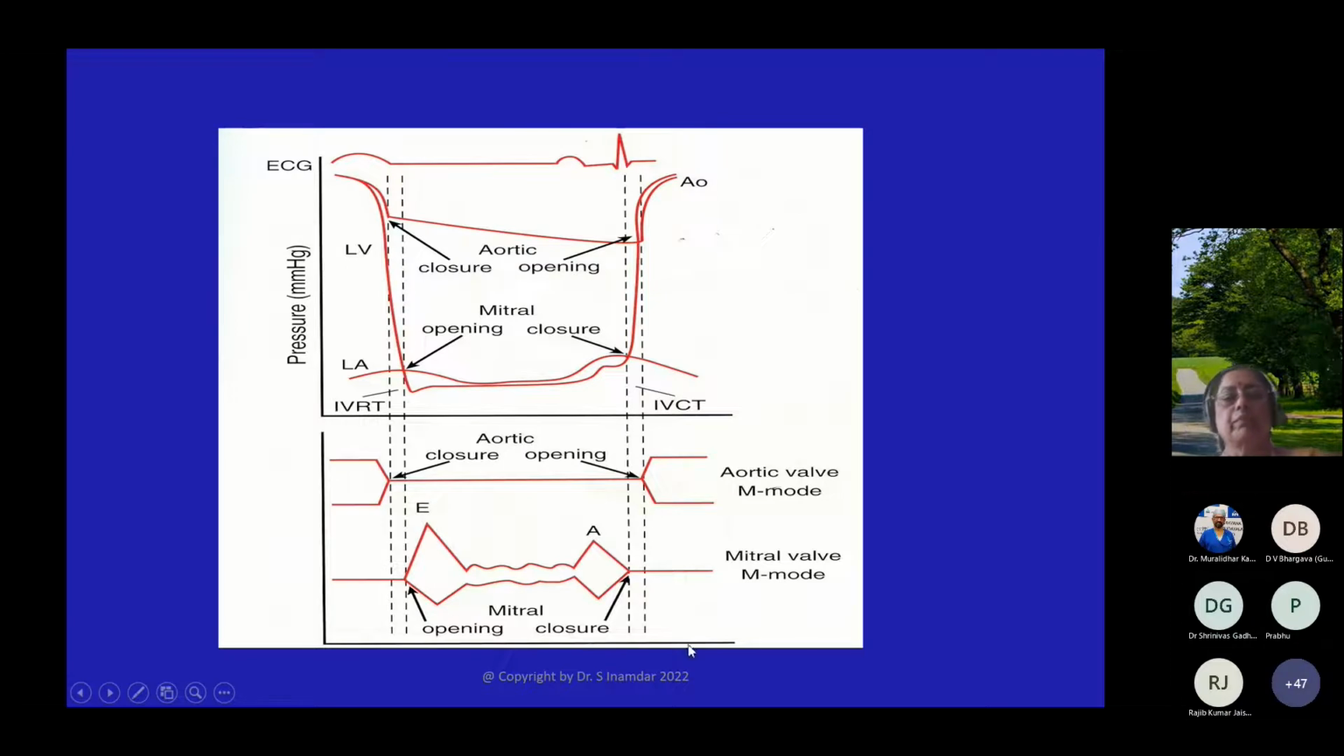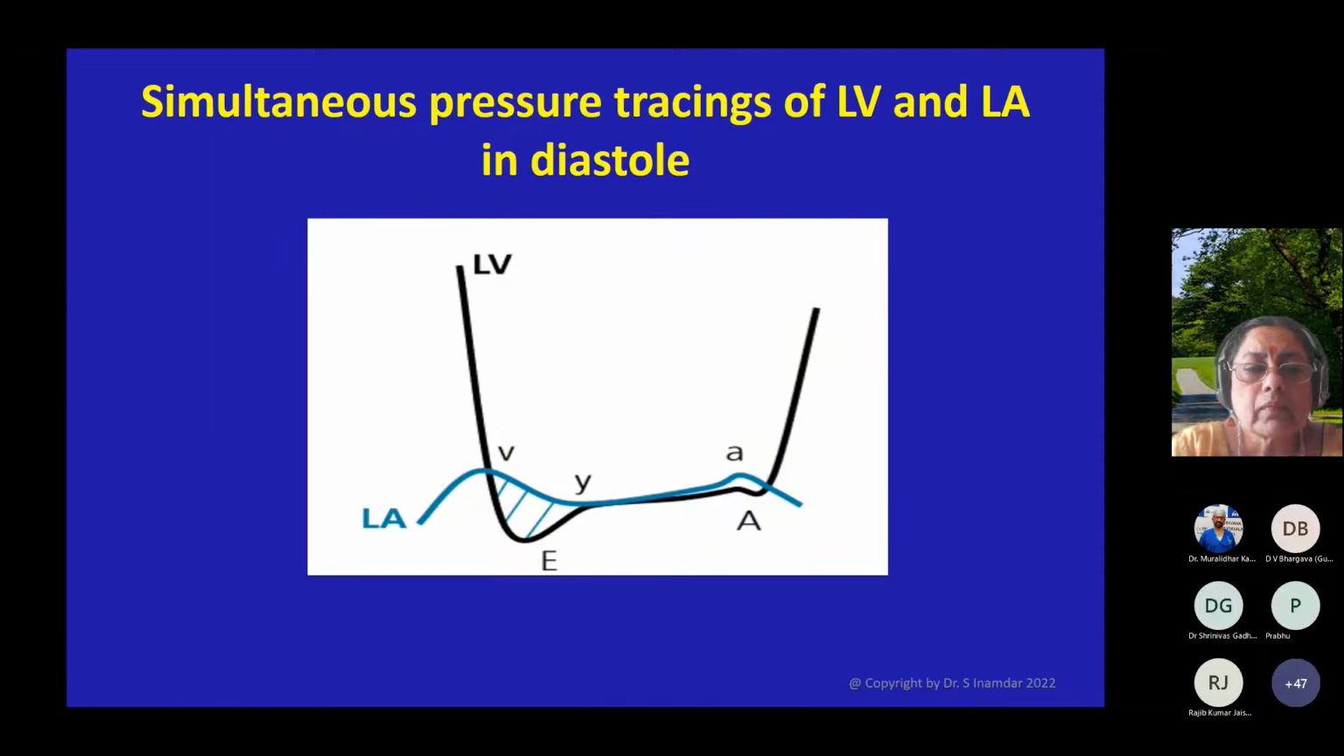So you all know this diagram since first MBBS, and these are the pressure tracings of LV and LA, and how they correlate with the E and A of the mitral valve flow profile. So starting with this simultaneous pressure tracing of LV and LA in diastole.